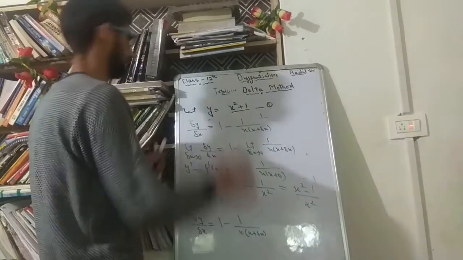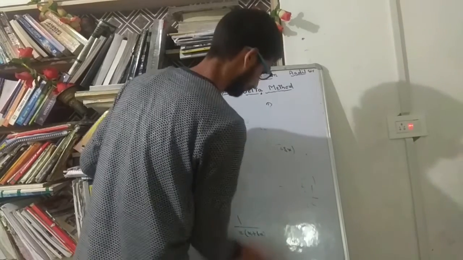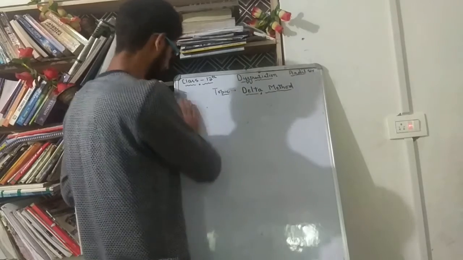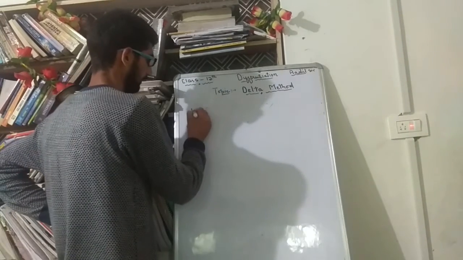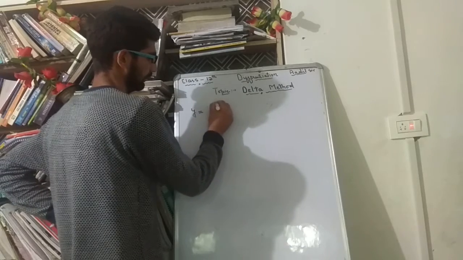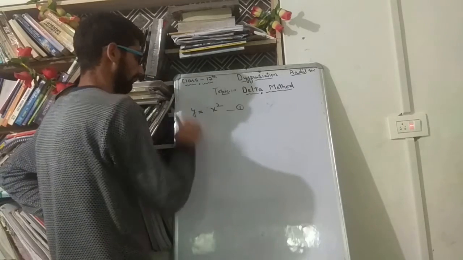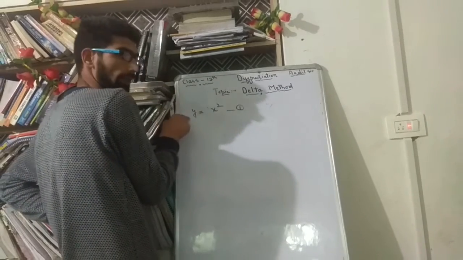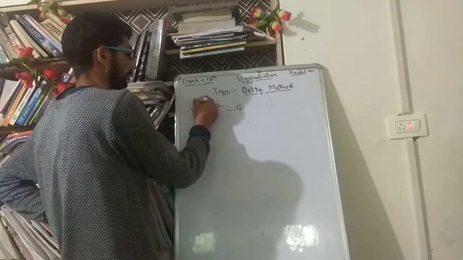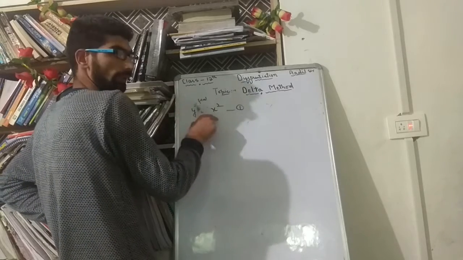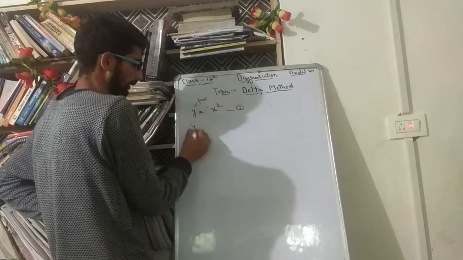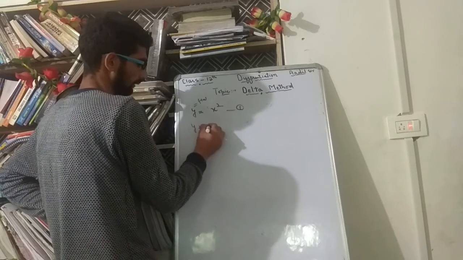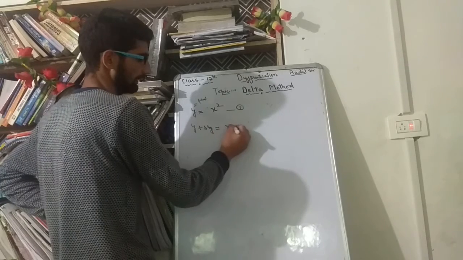Similarly, you can find another example. The derivative for another example, I will take it as y equals to x square. So you have to find the derivative of this, y is equal to f of x, with respect to x. So how can you find it? You give the increment, so it will be y plus del y equals to x plus del x whole square.